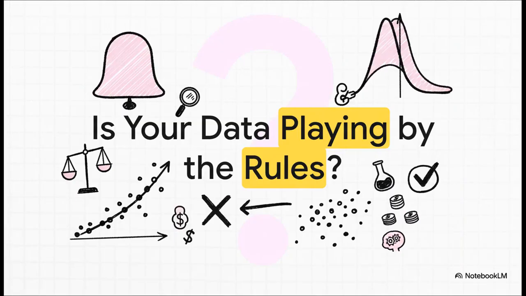So why do we even care about the shape? Well, it turns out that a lot of the big, powerful statistical tests, the ones that help us make major discoveries, have one really important rule. They assume your data follows a specific pattern, something called the normal distribution. If your data doesn't follow that rule, well, your conclusions could be built on some pretty shaky ground. The real question is, how do you know? How can you tell if your data is actually playing by the rules?